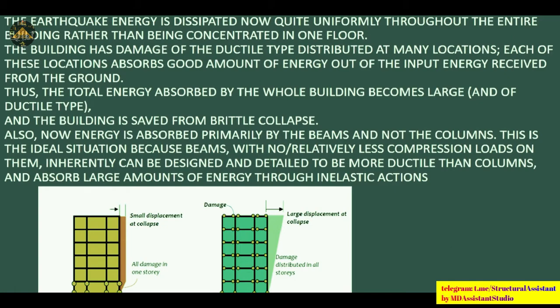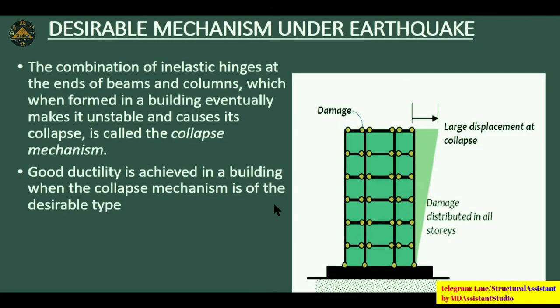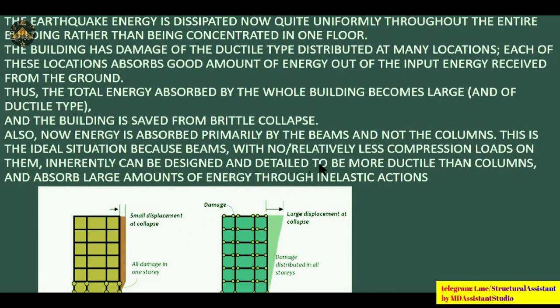Here below you can see that in the case of the first example, the damage is done only on the one story, but in the second example all the columns are standing there only, but the beams are yielding. So damage is distributed on all the stories. So the desirable mechanism under earthquake is this one, not this one that we had seen here.